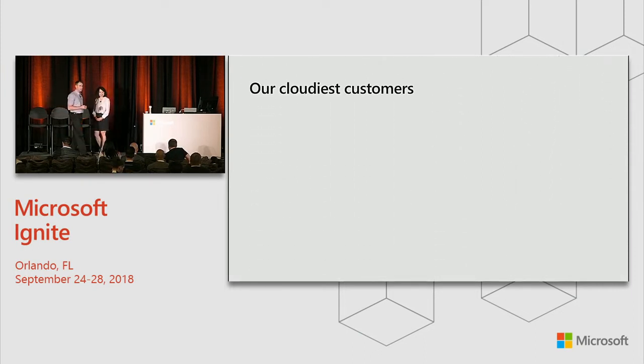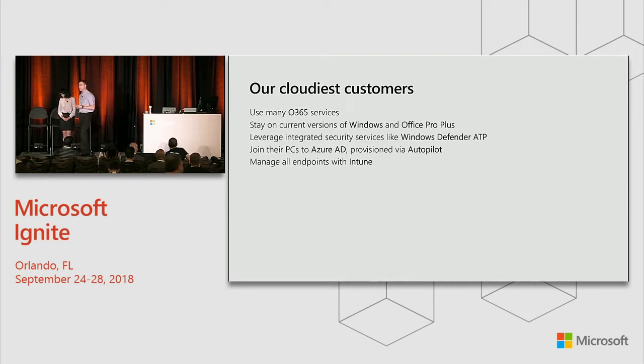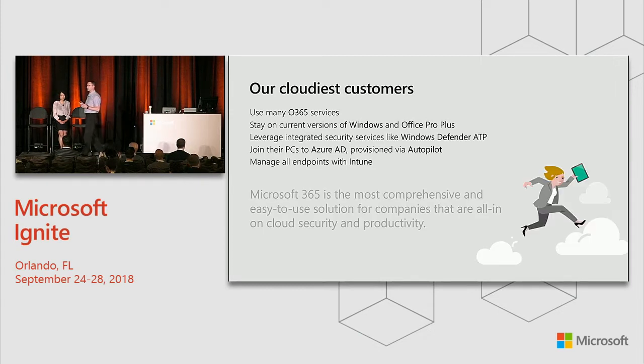I'm going to start by inventing a word and describing what our cloudiest customers look like. Our cloudiest customers use many Office 365 services. They are on the current versions of Windows and Office Pro Plus. They rely on the intelligence and speed of our cloud security services like Defender ATP. They provision all of their devices with Autopilot and land them in an Azure AD-joined state. And they, of course, manage all their endpoints with Intune.